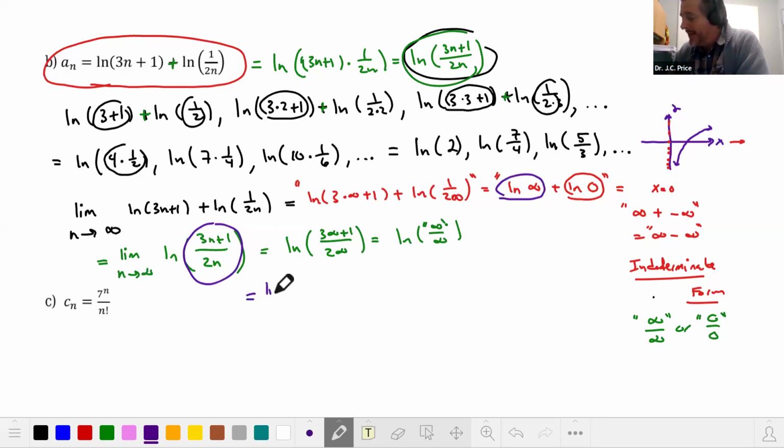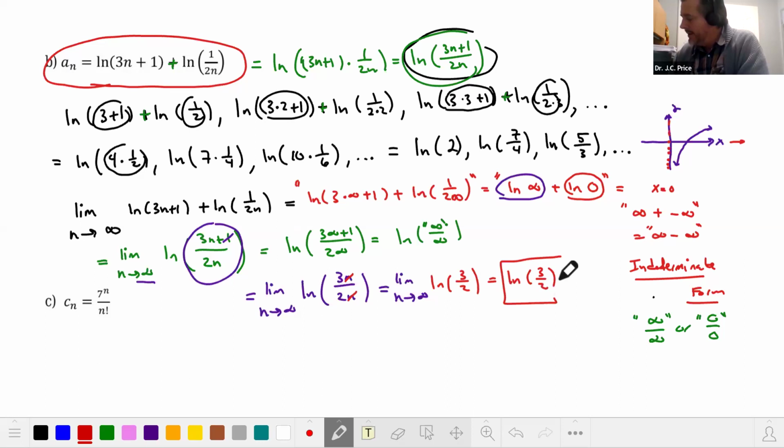So this will be the same thing as the limit as n goes to infinity of ln of, and we can cross off that 1 because you're going to infinity. So it's like 3 times infinity plus 1. Well, really the plus 1 doesn't matter. So it's going to behave like 3n on top, and you can keep the 2n on the bottom. And then we can write the limit as n goes to infinity. And of course, we can cross off the n's now. And so it's going to behave like ln of 3 over 2. And of course, the limit of a constant is just a constant. So it's ln of 3 halves.